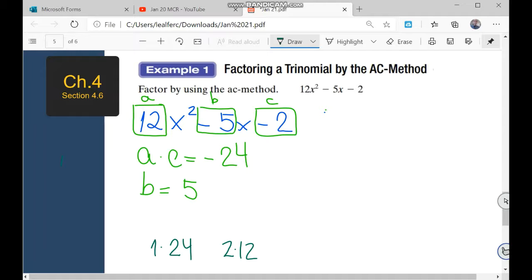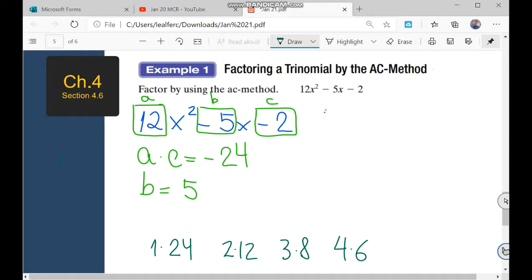Okay, then we find the factors of 24. 1 times 24, 2 times 12, 3 times 8, and 4 times 6. Those are the factors of 24, right? How to find 24 with two factors. What kind of couple of numbers can we combine?